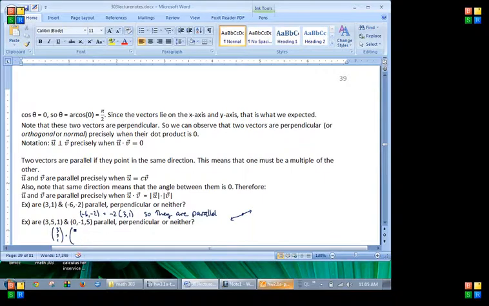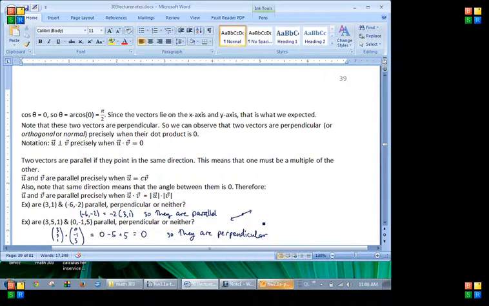Just for organizational reasons, I like using column vectors, especially with dot products. So let's take a look. What do we get? 3 times 0 gives 0. 5 times -1 is -5. 1 times 5 is +5. And you get 0. So what's the conclusion? They are perpendicular. You want to know the arc cosine of 0? The arc cosine of 0 gives you 90 degrees, which proves that it's perpendicular. Exactly.